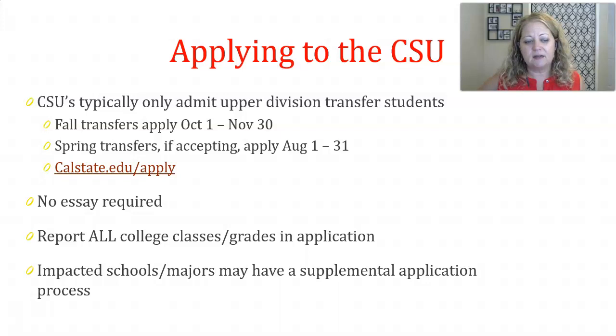San Jose State and San Diego and Long Beach, they all do a supplemental application just for their school. And so after you apply to that campus, you typically receive an email saying it's now time to fill out the supplemental, and you would get that done. Usually it's done in the month of January.